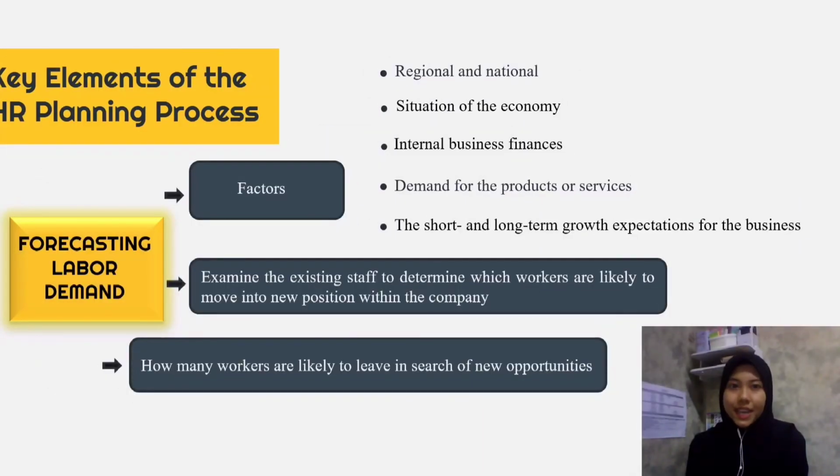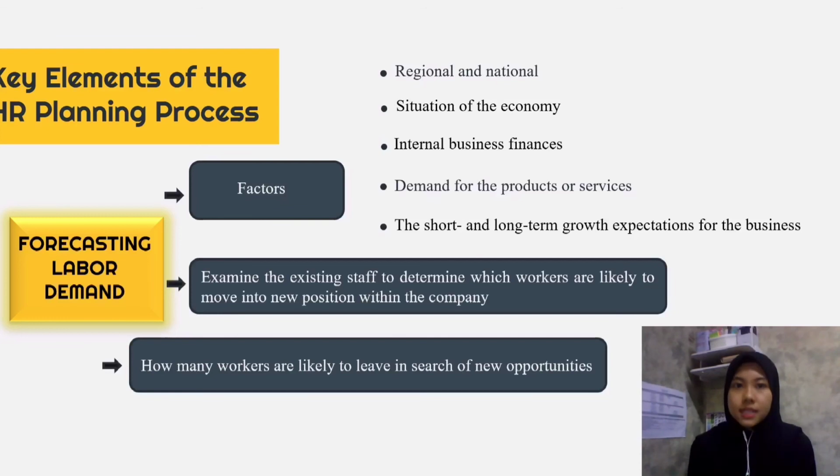The first key element of the human resources planning process is forecasting labor demand. There are several ways to forecast the business needs in order to predict how many workers are needed to run the business and which roles these employees need to fill. Some of the factors to consider include the regional and national economic situation, the internal business finances, the demand for the products or services, and the short and long-term growth expectations for the business.